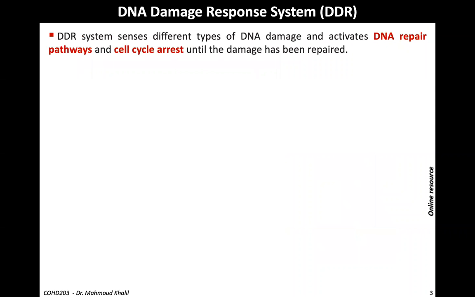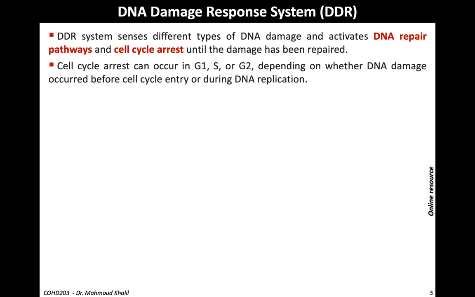So what's the DNA damage response system? We have a DNA damage response system in every single cell of our body. This DDR system senses all different types of DNA damage and activates two processes: either DNA repair pathways or cell cycle arrest. So the cell understands that it needs to make a cell cycle arrest once there is a DNA damage response, until the damage has been repaired.